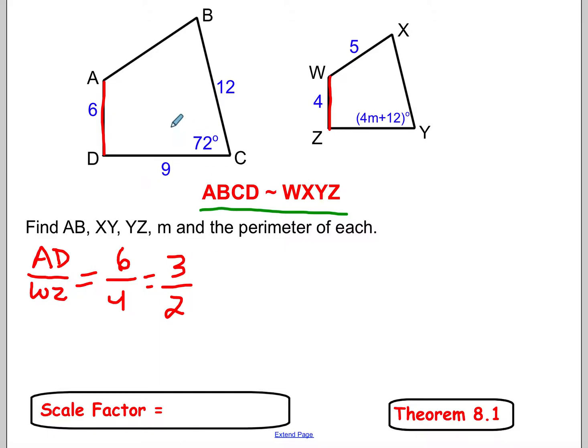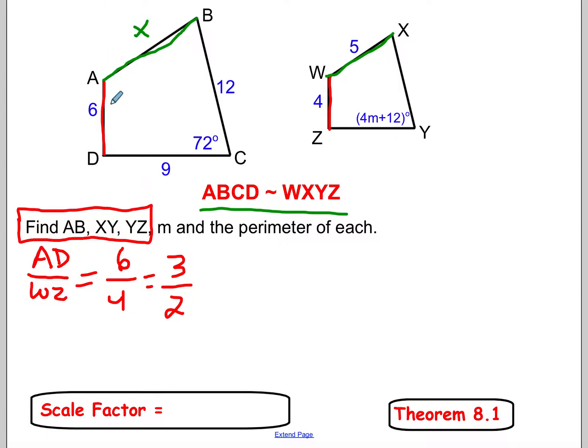So if I need to find lengths of sides, then what I need to do is set up a proportion with this as one of my ratios. Here's what I mean. If I'm looking for AB, which is right here, I don't know what it is, so I'm going to call it X. I do know what its corresponding side is. That's WX. And even though I don't know what AB is, I'm about to sneeze. Woo.